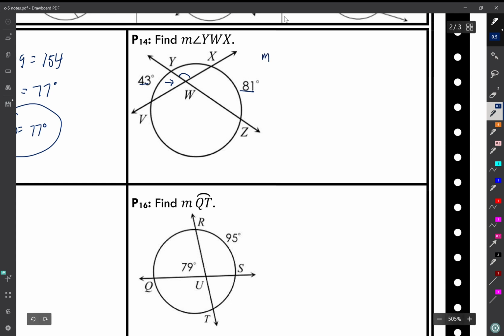So the measure of angle YWV is 1/2 of the sum of those two, so 43 plus 81. That is 124. Then we divide by 2, which gives us 62 degrees. So 62 degrees right here.